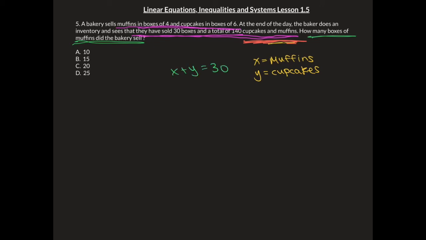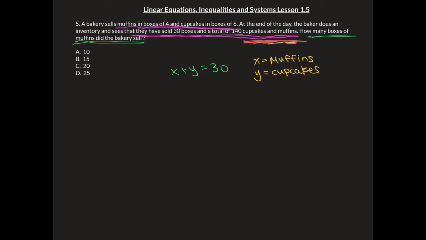That's our first equation. Now the second equation is, and a total of 140 cupcakes and muffins. So cupcakes and muffins, that's telling us that we're talking about two separate individual numbers.